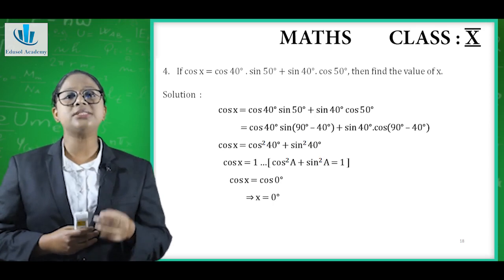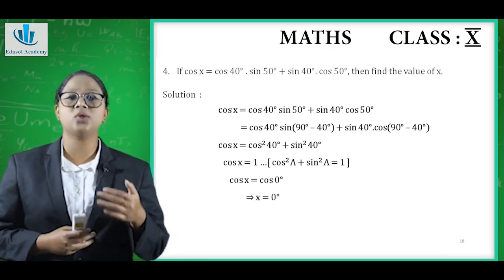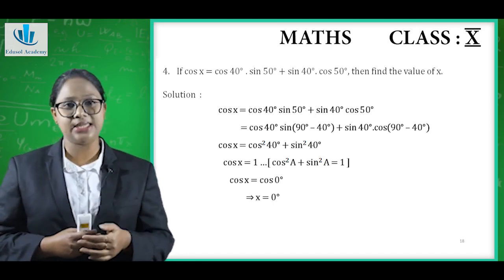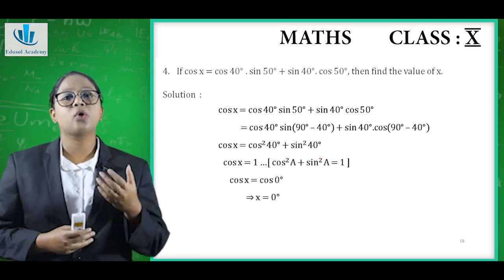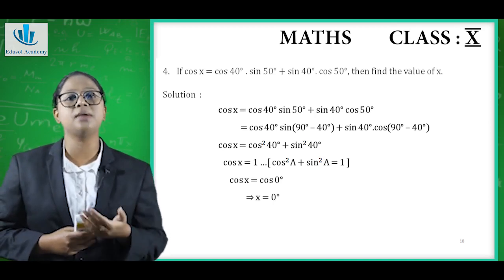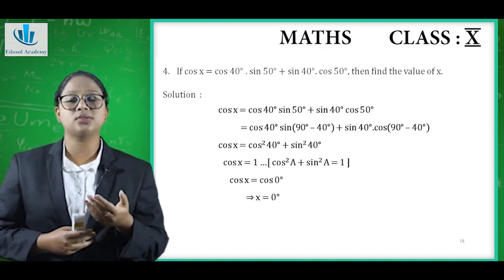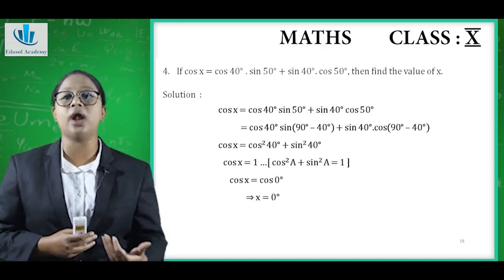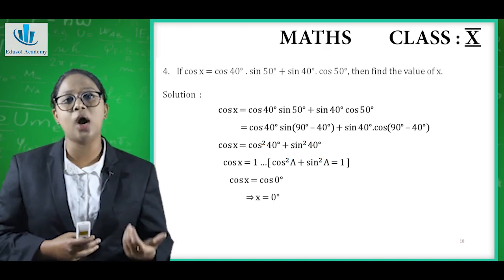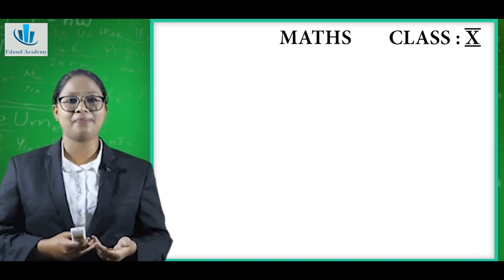Now what is sine 90 minus theta? Cos theta. What is cos 90 minus theta? Sine theta. So the equation will be cos square 40 plus sine square 40. What is cos square 40 plus sine square 40? That is 1. Now cos of some angle is equal to 1, and cos of which angle is 1? 0. Therefore the value of x is equal to 0 degree.